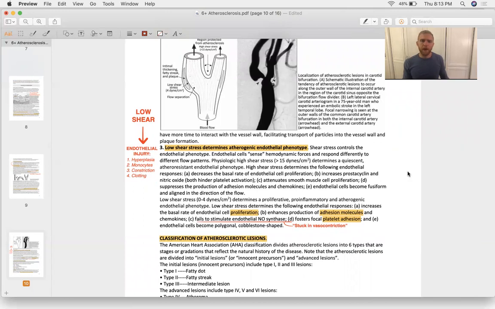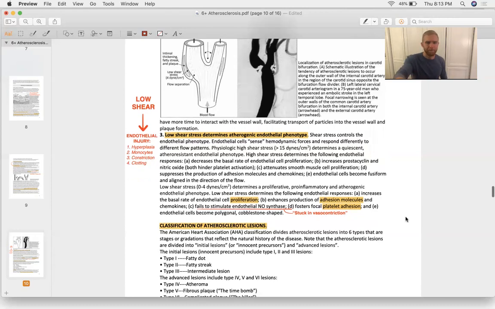Finally, we're looking at the effect of turbulent flow on the endothelial cells. This is a really busy paragraph with lots of big words, and I would condense it by saying endothelial injury is characterized by 4 things: hyperplasia, macrophage proliferation within the endothelial boundaries, constriction of the lumen, and clotting. So you've got, again, proliferation of endothelial cells in response to stress, expression of cell adhesion molecules in response to stress, failure to generate nitric oxide synthase in response to stress, so that's your vasoconstriction, and then finally, focal platelet adhesion in response to stress, that's your clotting.